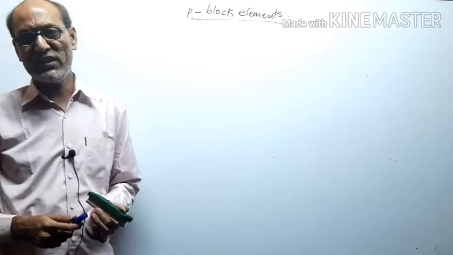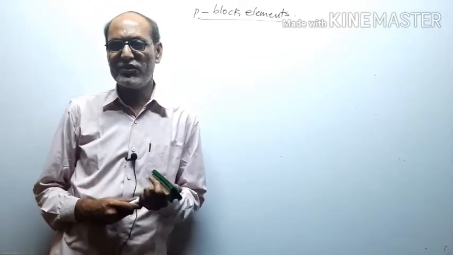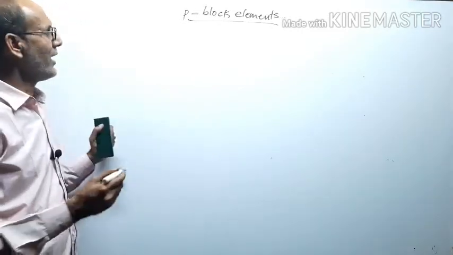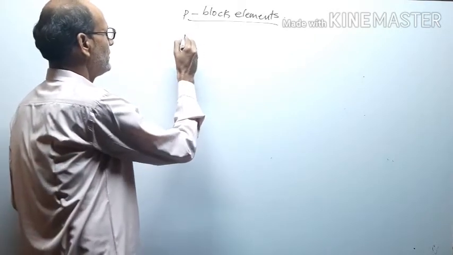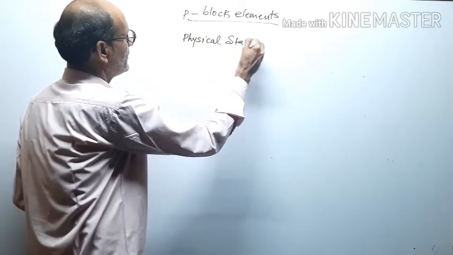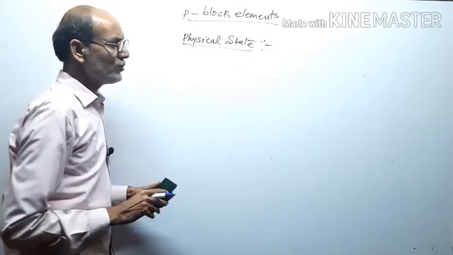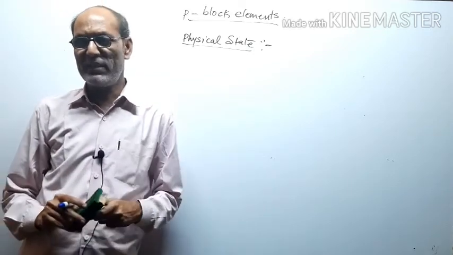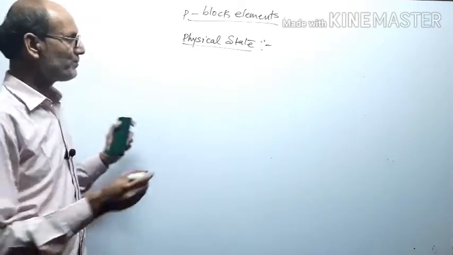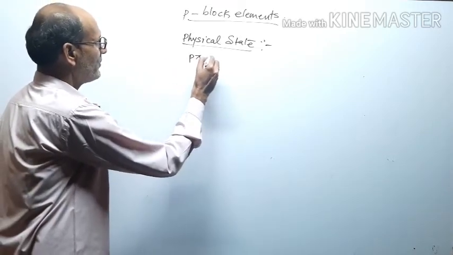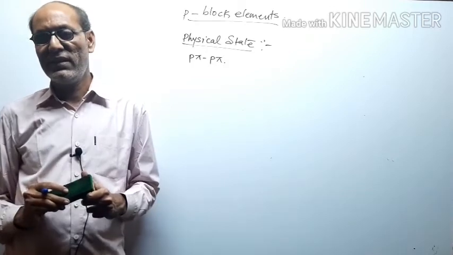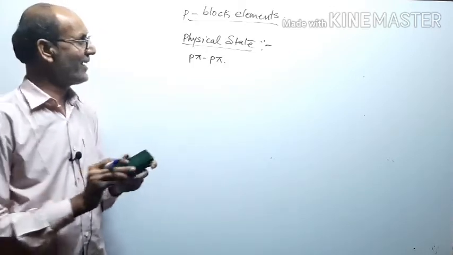Now moving towards the properties of the group 15 elements. As you are seeing, the first element is nitrogen. First of all, we will discuss the physical state. As you know, nitrogen is a diatomic gas. It is the first member because it is smaller in size, and due to p-pi bond and small size, nitrogen is in a gaseous state and it forms diatomic molecules.